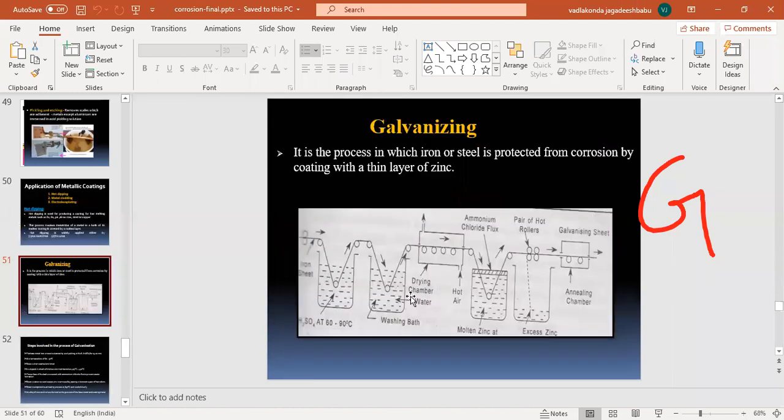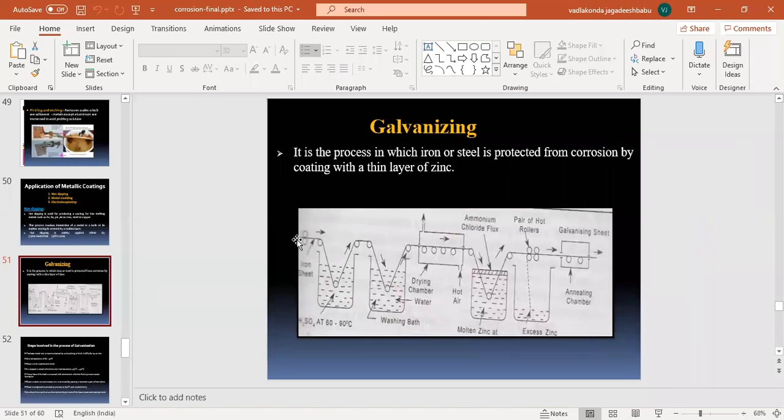So this is the process of galvanization. In the galvanization process, generally a coating of zinc will be applied on the surface of iron or steel. So this is the equipment which is used for the galvanization technique. Galvanization is the process of applying a layer of zinc on iron or steel. So for this process, before applying the zinc on the steel or iron, first that surface has to be cleaned.